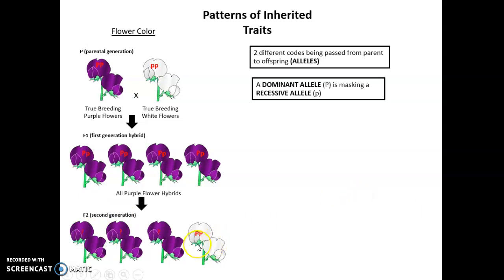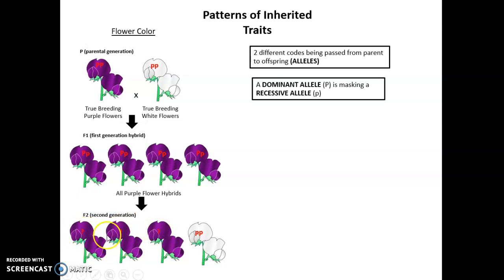Well, we know for sure that the genotype of that white flower has to be 2 lowercase p's. It has to be 2 recessive alleles, because the recessive allele leads to a white flower. Now, if there were a dominant allele, it would have been a purple flower. So we know each one of these has to have a dominant allele. It has to have a capital P.